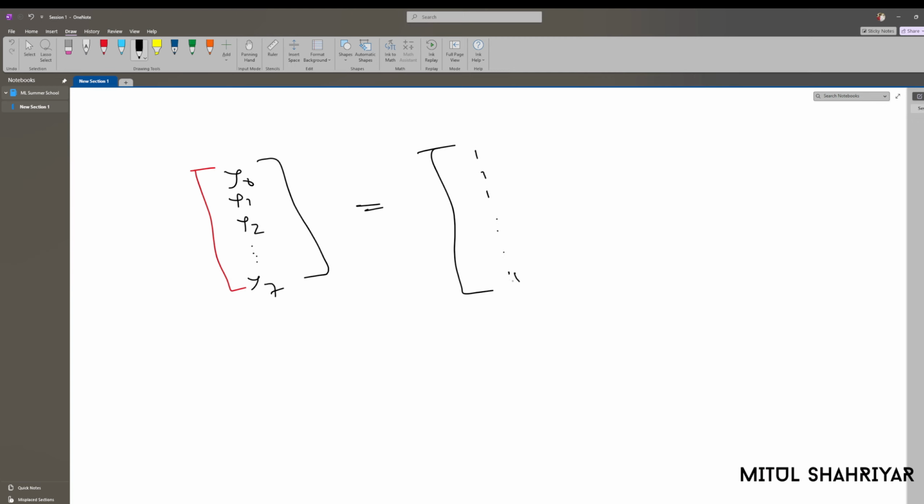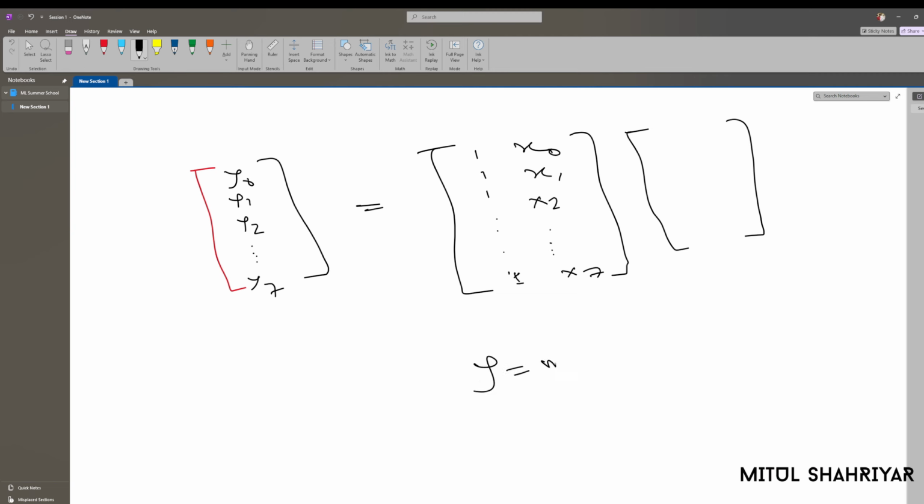8 ones. Okay, and then the features. These features are X0, X1, X2 to X7. Isn't it? So what's the goal? That's the interesting point, right? What's the goal? Do you know y equals mx plus c? I believe you all know.